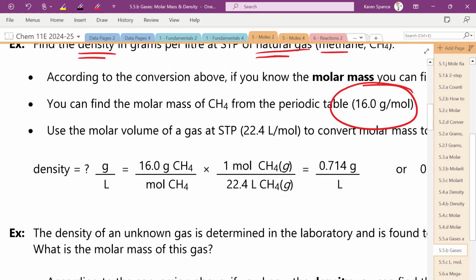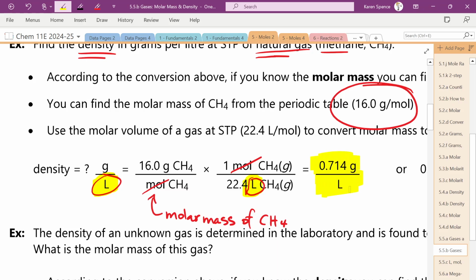And so I say I have molar mass of CH4. I want to find liters, so I need to cancel the moles and find the liters, and I want the liters on the bottom. Isn't it good that the liters ended up on the bottom? And that gives me my grams per liter, which is my density. Is good? Okay.